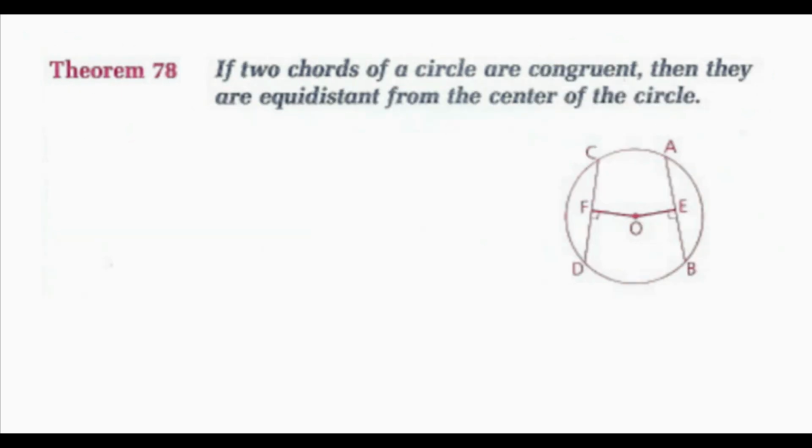Now, the converse of this theorem, if two chords of a circle are congruent, then they're equidistant from the center of the circle. So, if I have CD congruent to AB, then FO will be congruent to OE. I could do the same thing to prove this theorem that I just did for the last theorem.